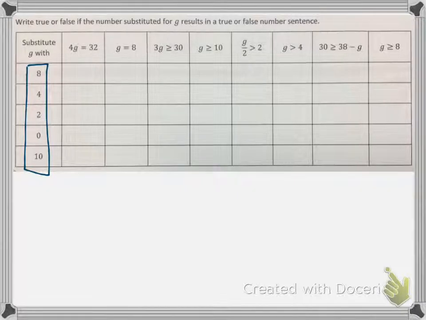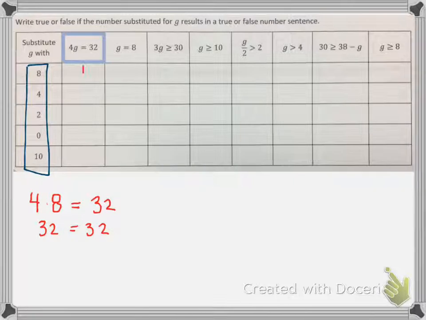So we'll start here with this box, and we're going to use the equation 4g equals 32, and I'm just going to rewrite this. So it's 4 times g, well, I know g is 8 first, equals 32. 4 times 8 is 32, so 32 equals 32 is the first statement, so I know that's true.